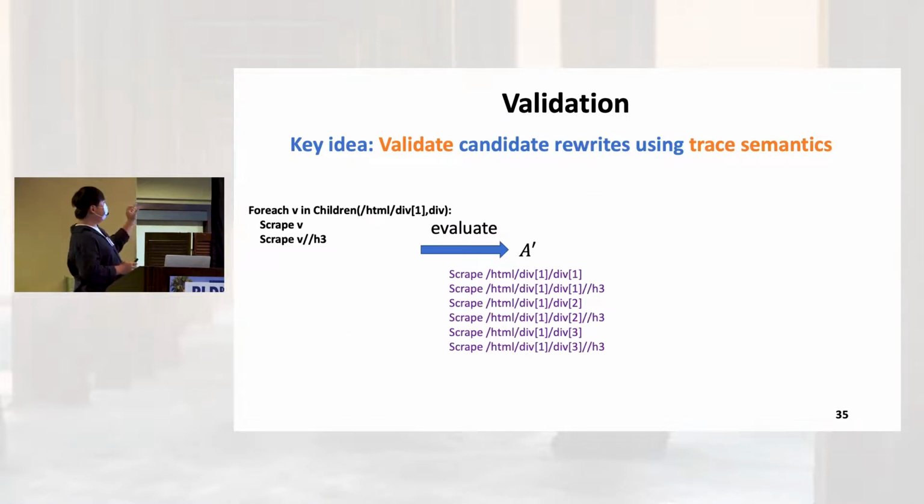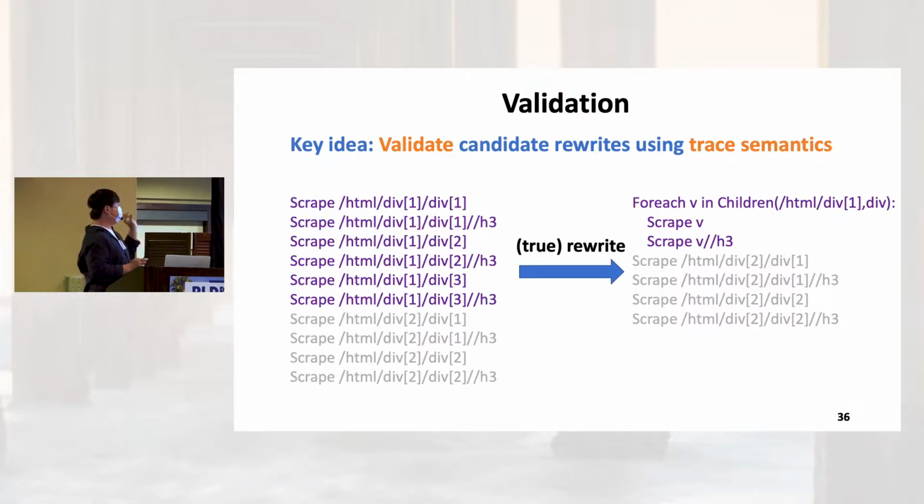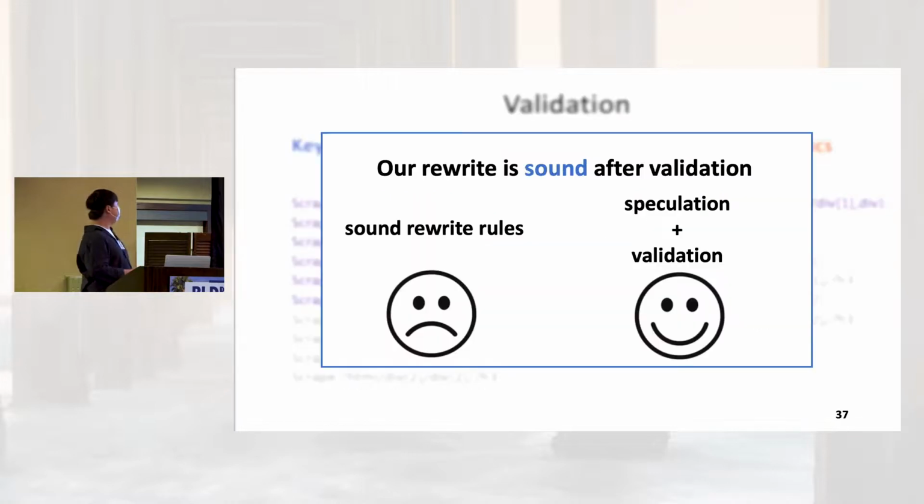For example, this is the previous candidate, and after evaluation, we got A prime. And by checking A prime against the original trace A, we can see, oh, there's a match. And then we can safely rewrite this part to a more general program, which is our right candidate, because we have validated it. So even though our guess is unsound in the first place, our rewrite rule is sound after validation.